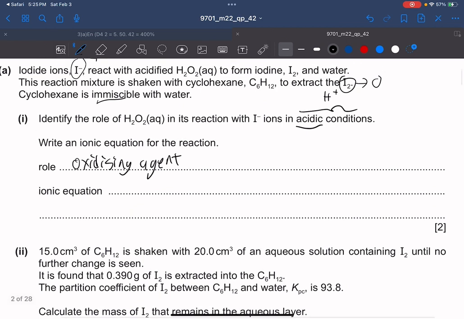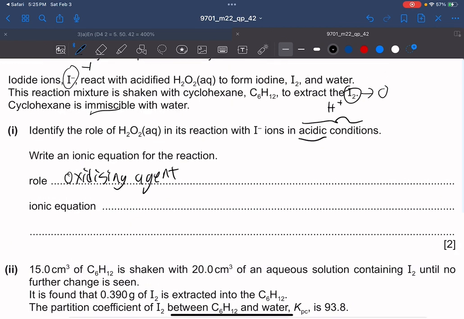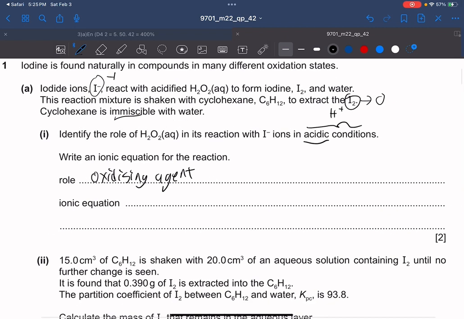Now, the second part, and I think the trickier part, is that we have to write down an ionic equation for the overall reaction that's happening here. We're going to write down first what happens to I minus. We have I minus, and then it's going to become iodine. Obviously that's not balanced, so we put a 2 in front of I minus, and we're going to react it with H2O2. And we're going to get water on the other side, as mentioned here.